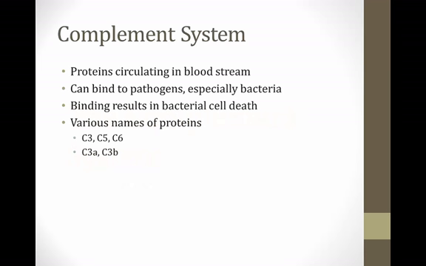The complement system is a collection of proteins that circulates in the bloodstream. It can also be found in tissues, and these proteins can bind to pathogens that get inside the body, especially bacteria. Once they bind to pathogens like bacteria, the result is bacterial cell death. And they go by various names like C3 for complement protein C3, and C5 and C6. Sometimes they also have a letter like C3a and C3b.